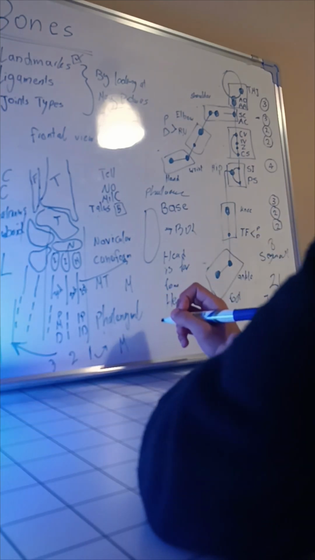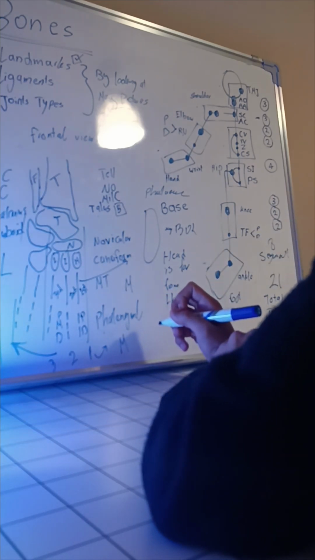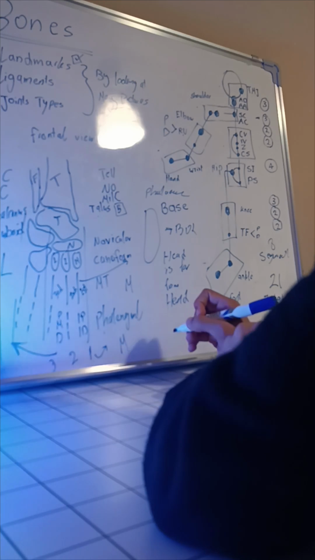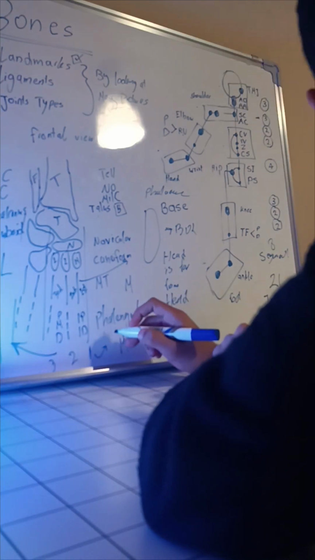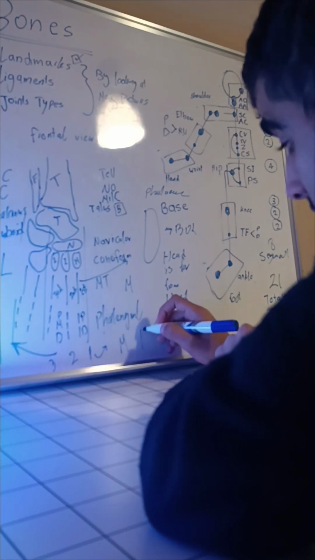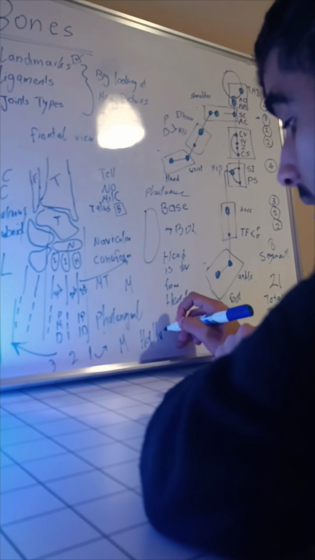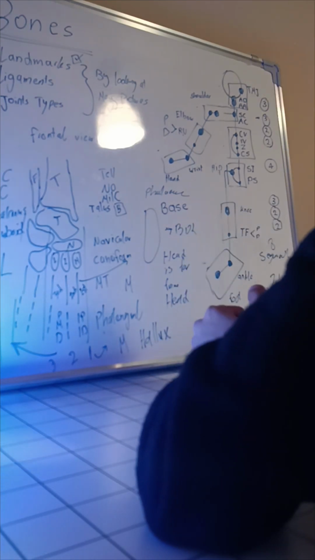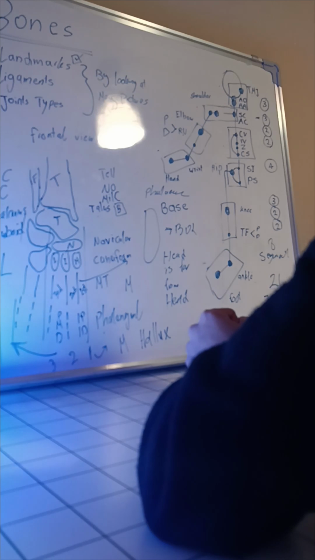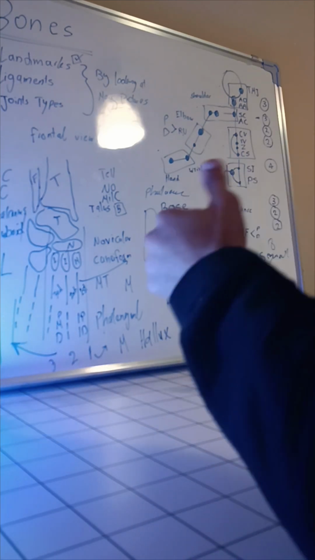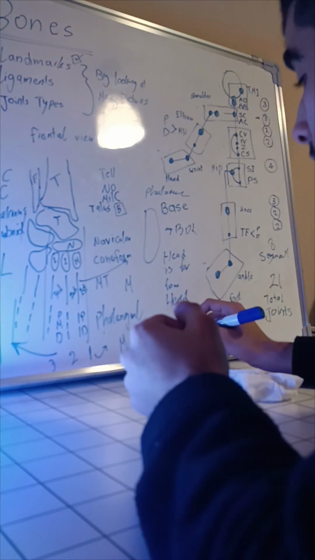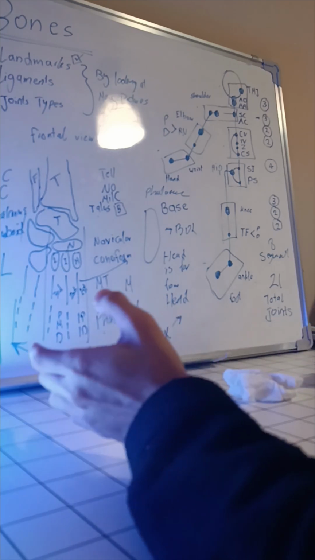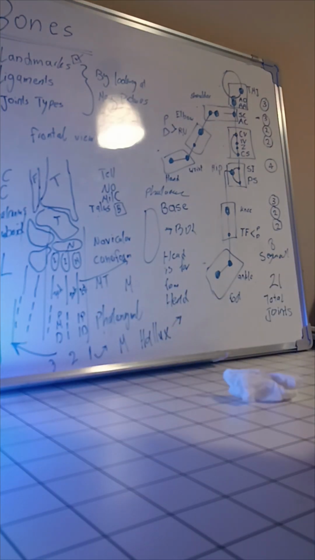So in the foot, we're going to call this the hallux. The hallux is the big toe of the foot. Pollex is the big finger of the hand. Both of them are the first digit. So we start counting the digits from the hallux or the pollex, in the hands and the foot. All right, and I think that's pretty much it.